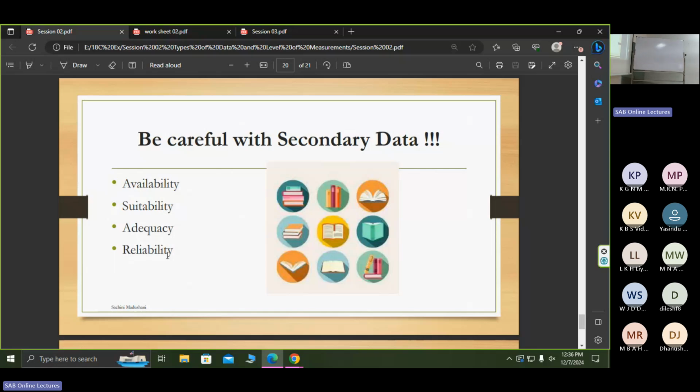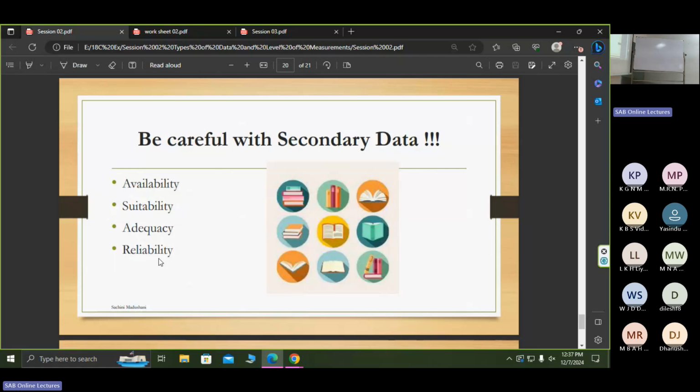Then we move into the fourth part. The available data suits our study, and this data is adequate, sufficient. Then check reliability. We check whether this data is reliable or not. How did they collect the data? Did they use the correct method to collect this data? Okay, understood? This kind of thing we need to check. We need to check reliability.